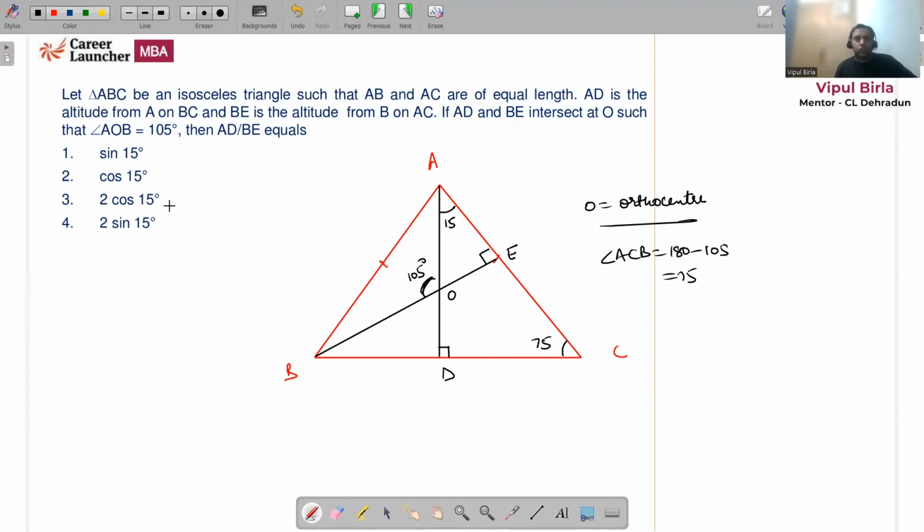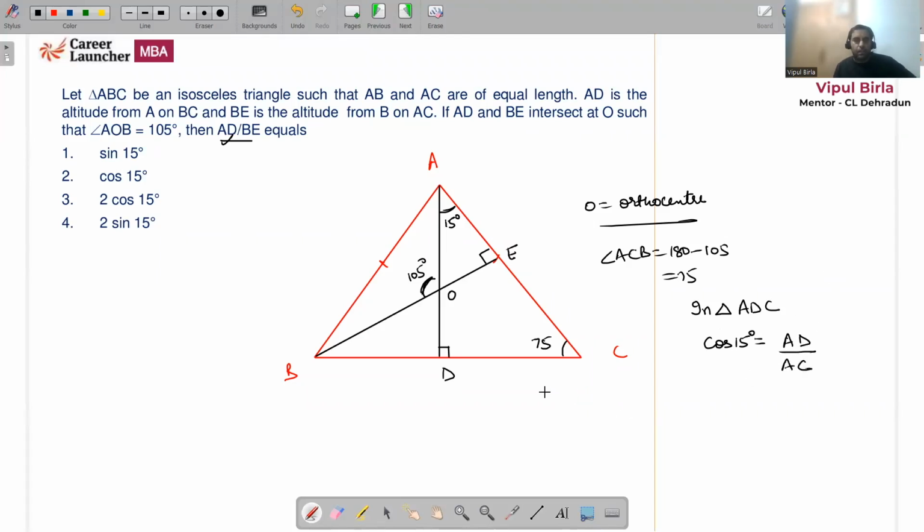And the option says cos 15 is there, right? So AD upon BE is something we need to calculate. So if I take triangle ADC, now this angle is 15 degrees and we want AD in this. So therefore we'll say cos 15 is equal to base, which is AD, upon hypotenuse, which is AC.